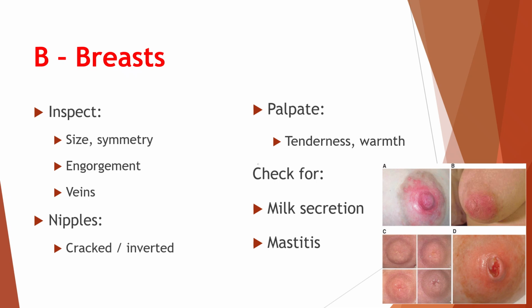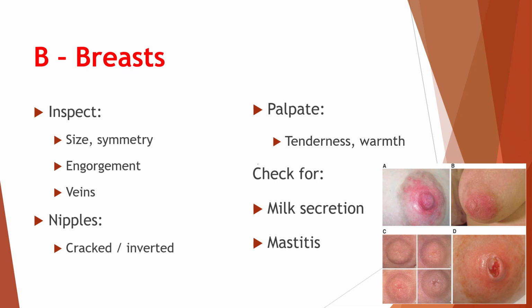Both breasts should appear similar. Then check for engorgement, which means the breasts are overly full and tight, and also observe for any prominent veins. After that, focus on the nipples. See whether they are normal or if there are any problems like cracks or inversion, which can affect breastfeeding.